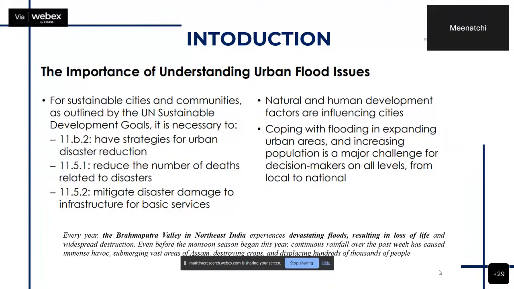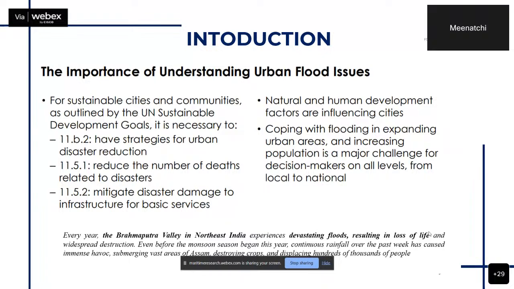In 2023, as you might have heard in the news, there were devastating floods in one part of Assam, resulting in loss of life and property and widespread destruction. Even before the monsoon began, continuous rainfall last week caused immense havoc, submerging vast areas of Assam, destroying crops and displacing hundreds of people.